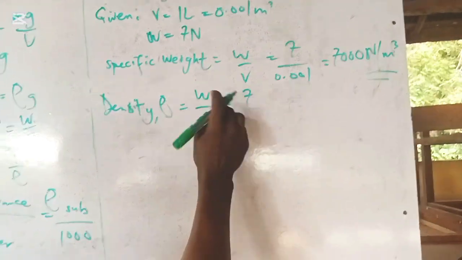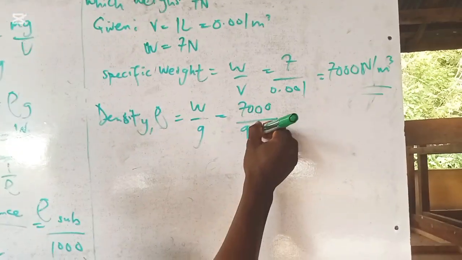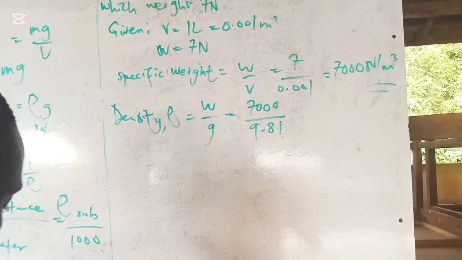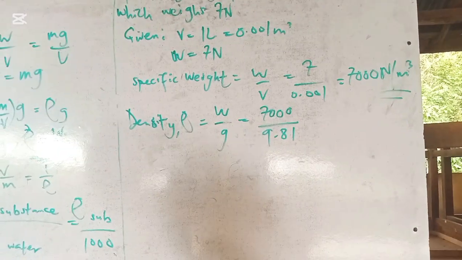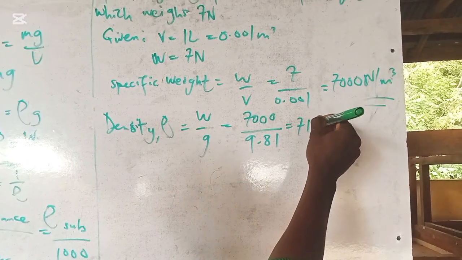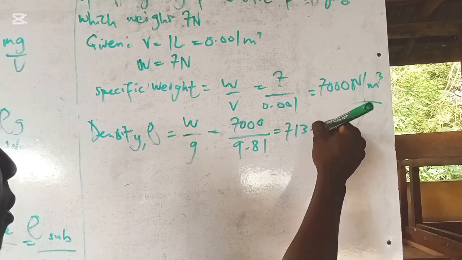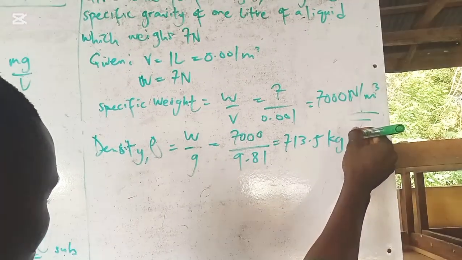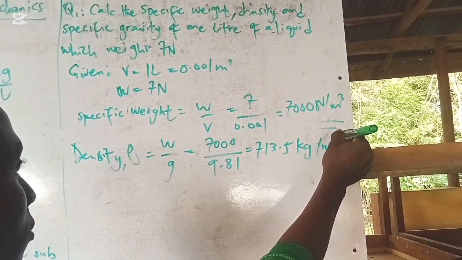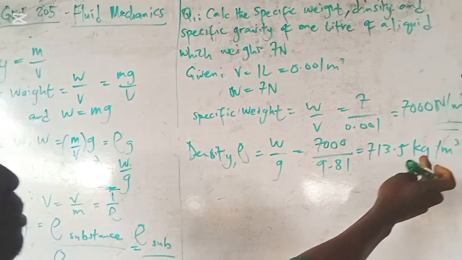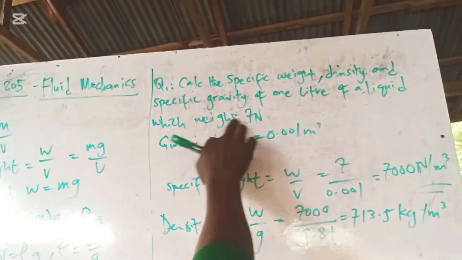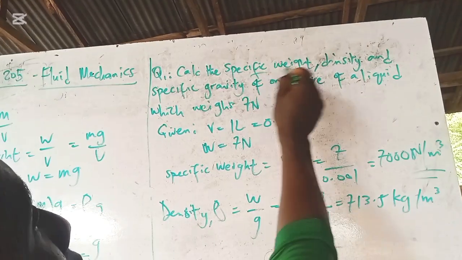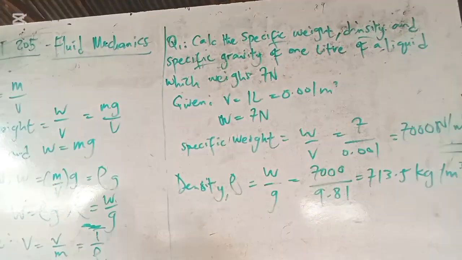Our specific weight, 7, over 9.81. And that will give us 713.5 kilogram per meter cube. Remember it's density, so it's mass over volume. This is mass, this is volume. So lastly, for the wetness now, we have calculated for this. Now for specific gravity.